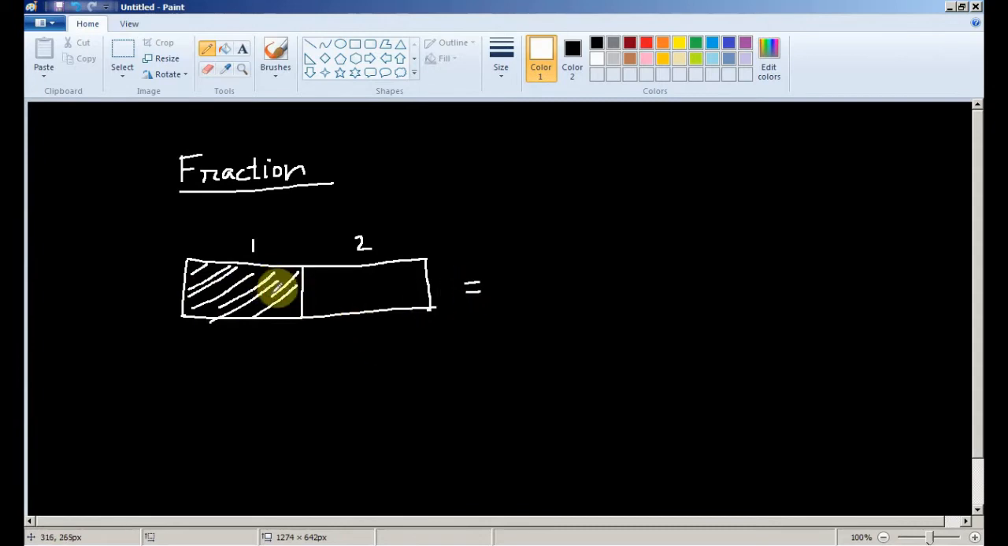As soon as I gave one of them, what portion of this chocolate bar did I give to my friend? What fraction? If you look at it in terms of fraction, I have 2 parts, so that is going to be my denominator, and which piece I gave to my friend, that's 1. So basically I gave half of my chocolate bar to my friend, and the rest is with me.